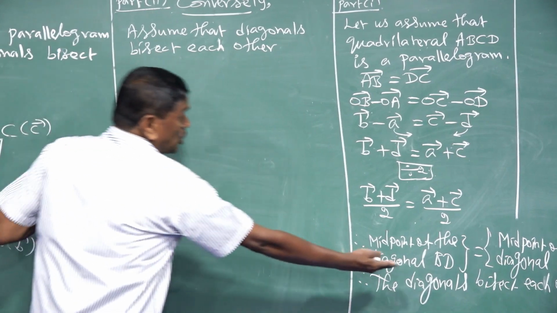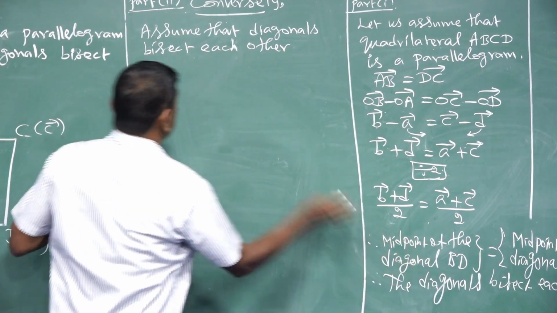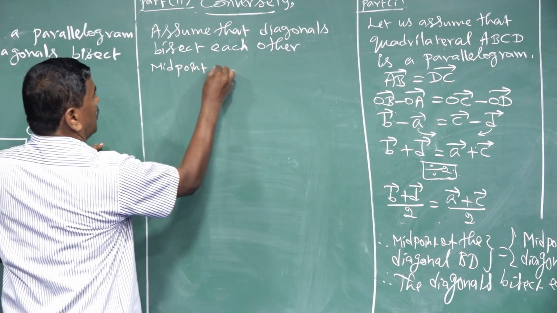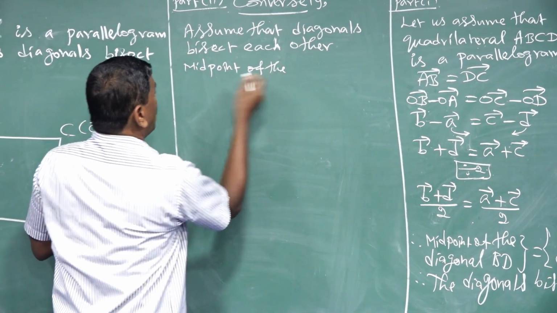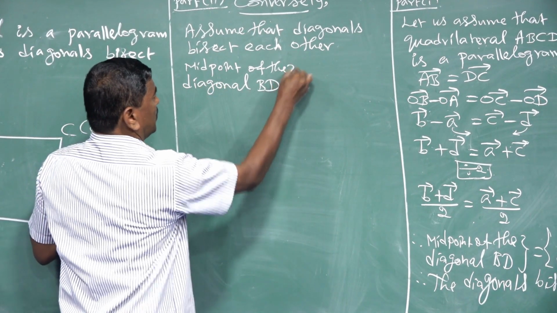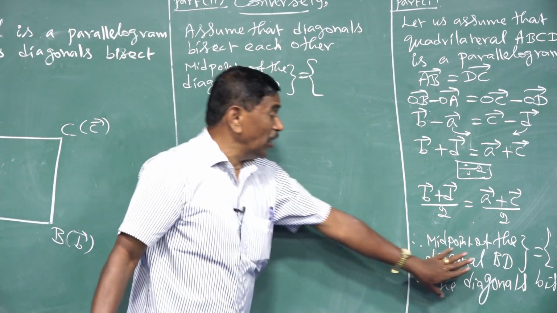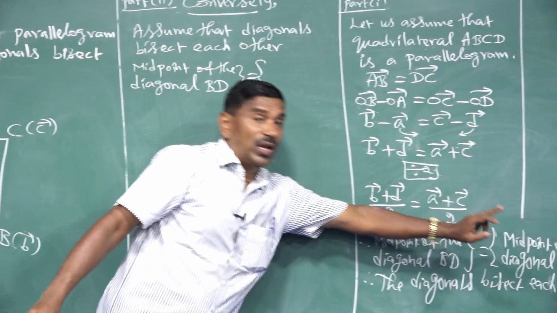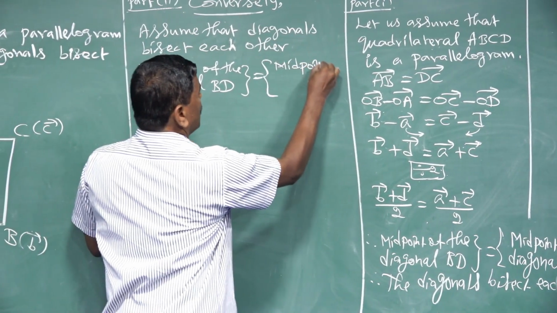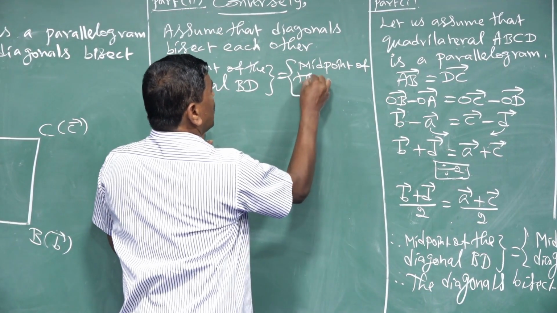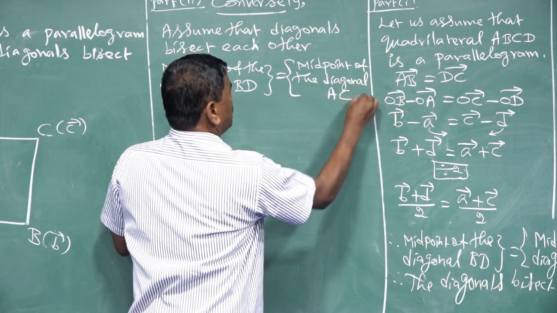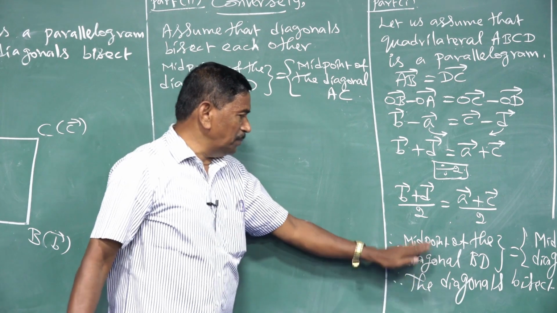Okay, now assume that the diagonals bisect each other. Next step, the midpoint of the diagonal BD is equal to the midpoint of the diagonal AC. Okay. See, first step, second step.